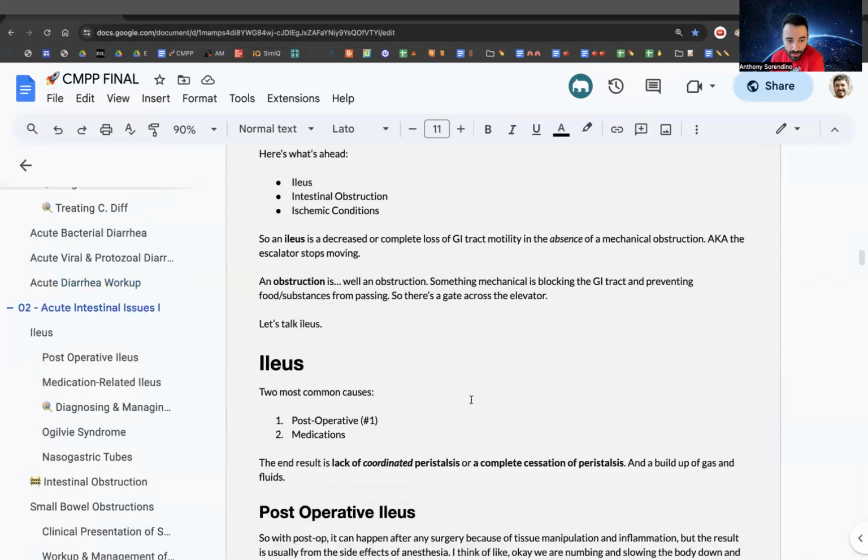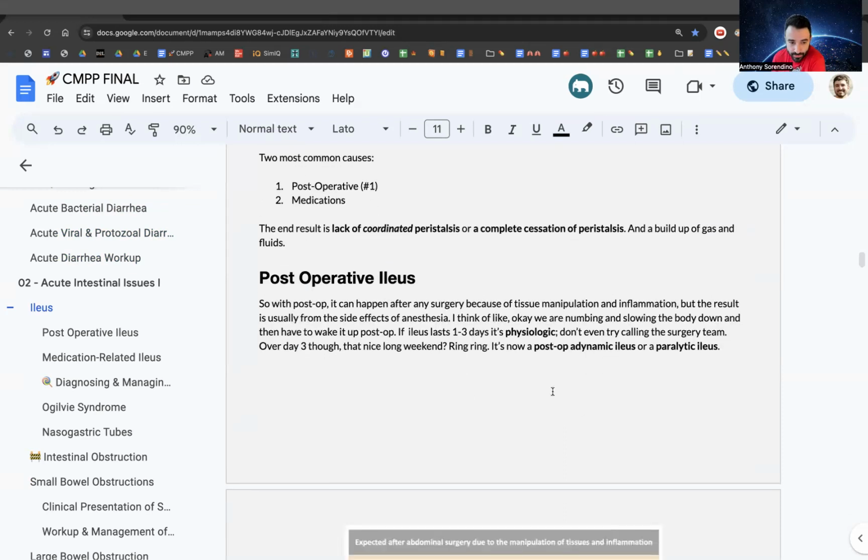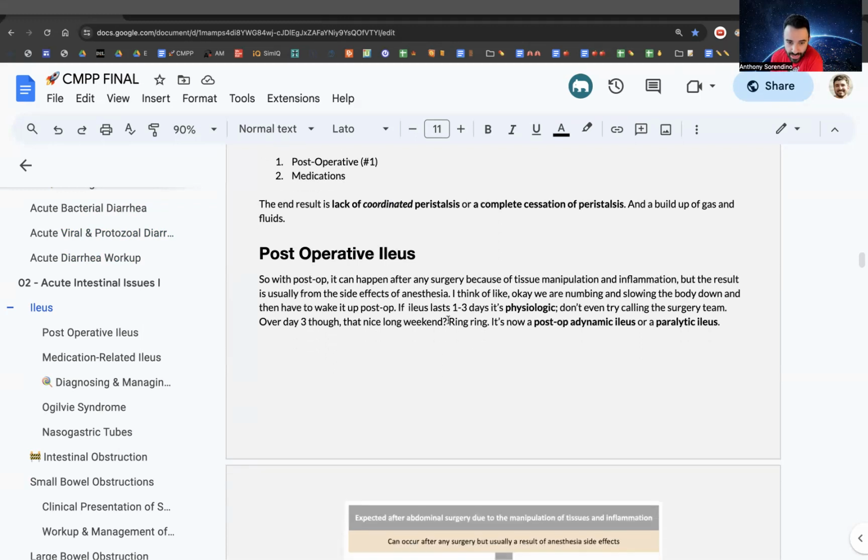Let's talk about ileus. So this is the lack of coordinated peristalsis or a complete cessation of peristalsis. Two most common causes. The first one is going to be post-op. The second one is going to be medication. So definitely a question there. So there is a time frame in terms of the post-op. It has to be after 3 days. If it's between 1 and 3, it's just like a physiologic thing, but it's over day 3.